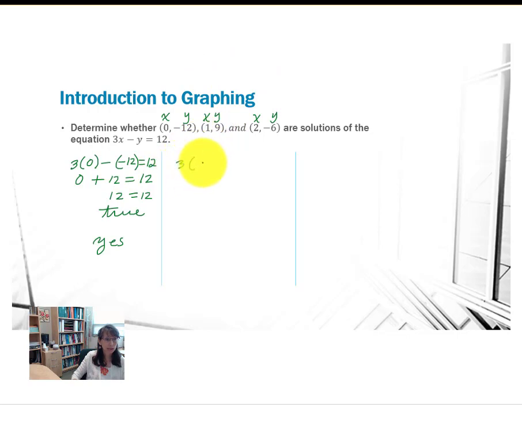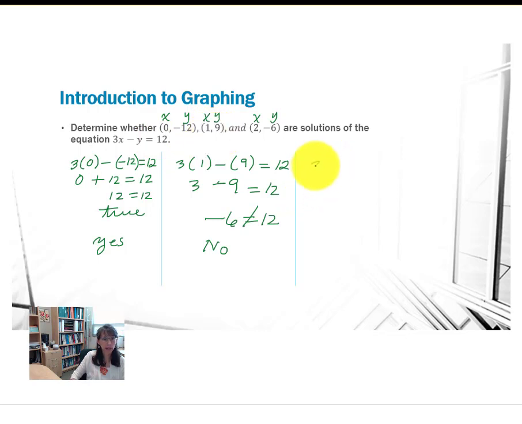3 times X value of 1 minus Y value of 9. Does that equal 12? 3 times 1 is 3. Subtraction of 9 equals 12. Well, here on the left, 3 minus 9 would be negative 6. And that does not equal 12. So we know that the point 1, 9 is not a solution to the linear equation given. So that point would not be on the line.